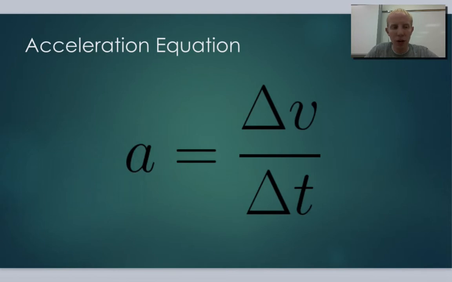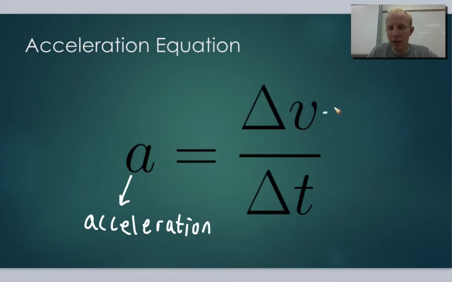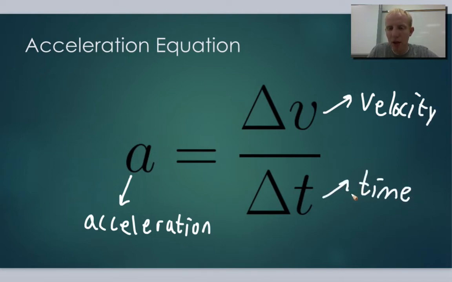So little a always represents acceleration when we're doing physics, at least in this class. V means velocity. And t always means time. So acceleration equals the change in your velocity over the change in time. Let's look at an example problem.